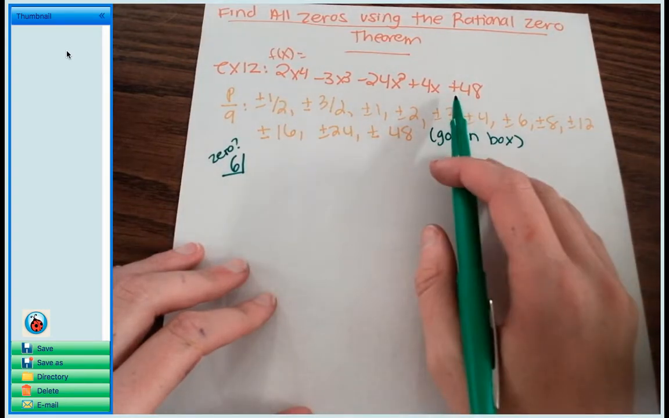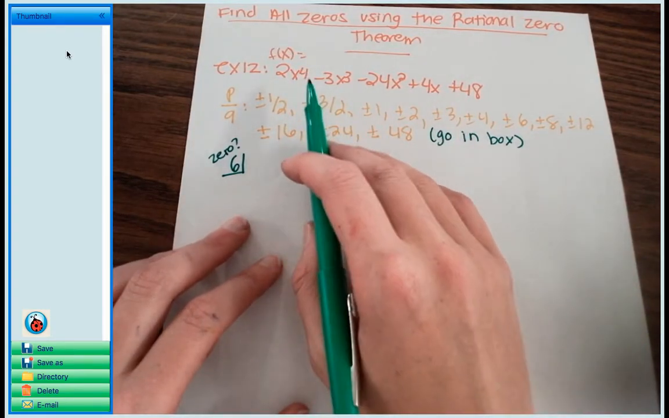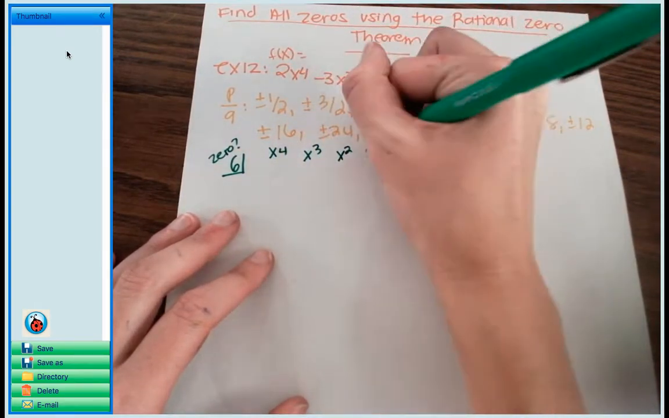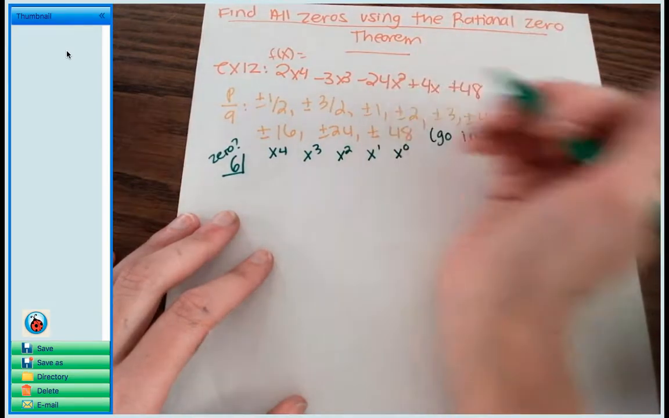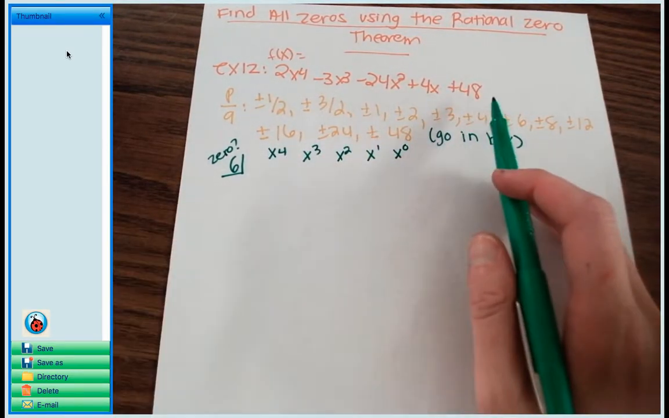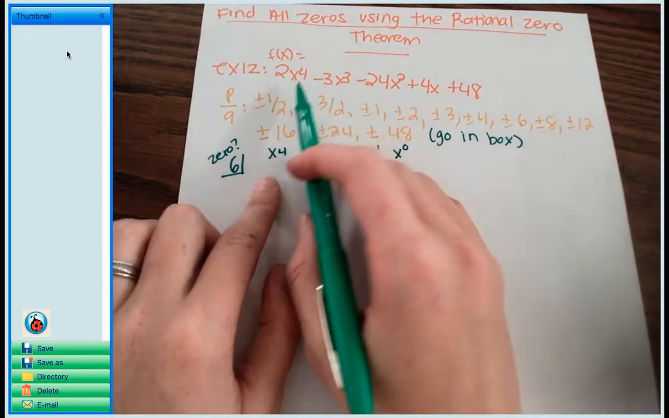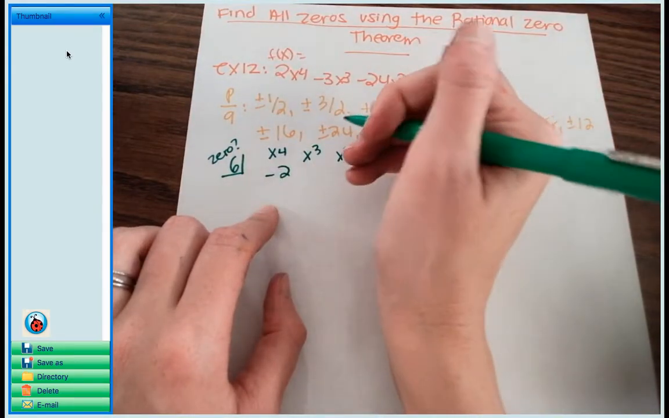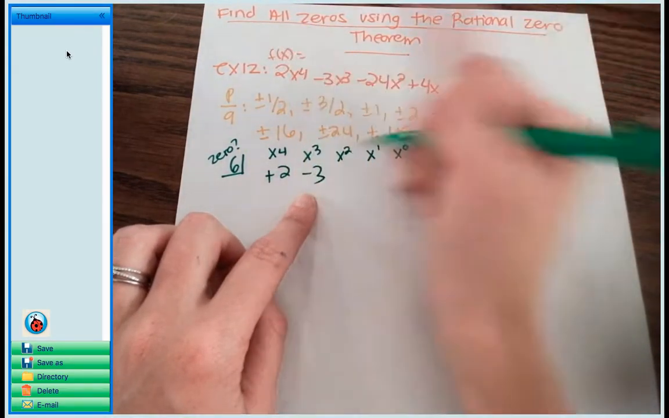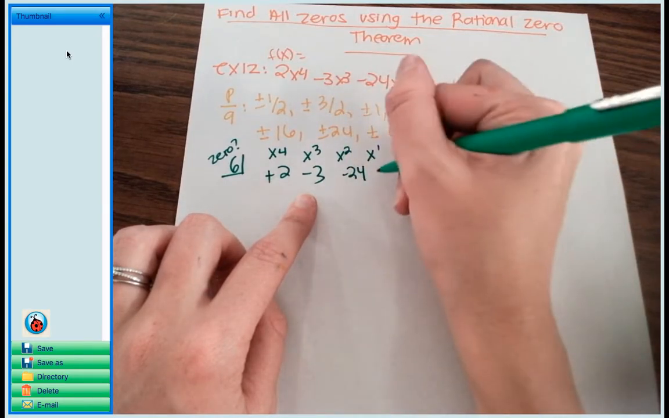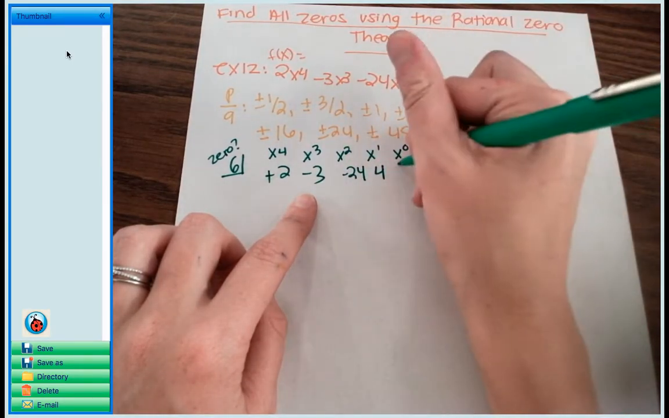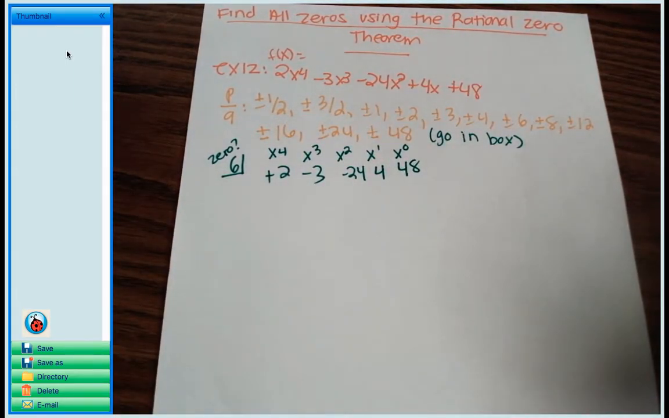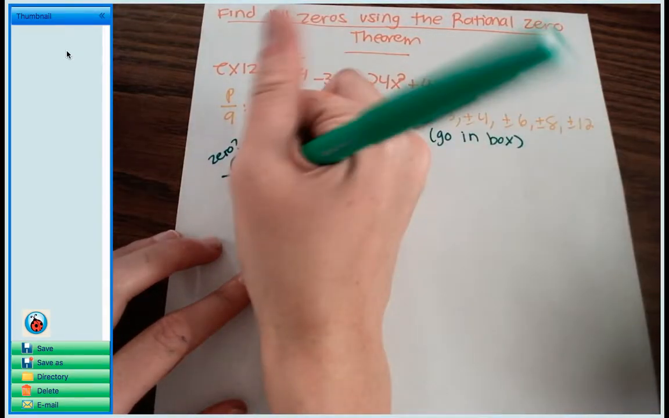Alright, so for synthetic division, I'm going to line up my exponents. My highest exponent is x to the 4th. So you got x to the 4th, x to the 3rd, x squared, x to the 1st, and x to the 0. Alright, and then I write the numbers in front of these variables underneath these. So I have 2, negative 3, negative 24, 4, and 48. Holy hot dog, and that's positive too, Miss Long. Jeez. Alright, so I've written my coefficients down. Alright, let's do some synthetic division and see what magical things will happen.